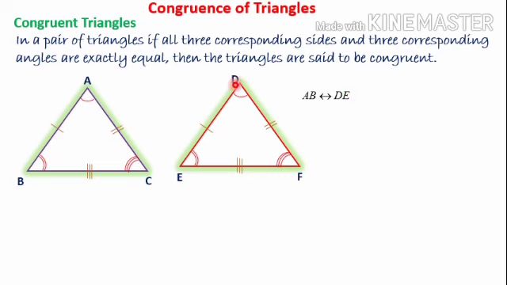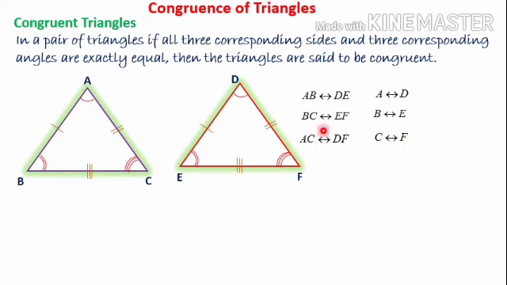Here AB corresponds to DE in the second triangle. Next, BC corresponds to EF, and AC corresponds to DF. In the case of angles, angle A corresponds to angle D, angle B corresponds to angle E, and finally angle C corresponds to angle F.